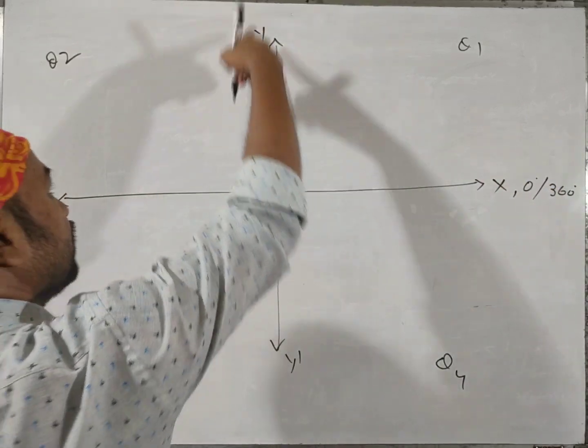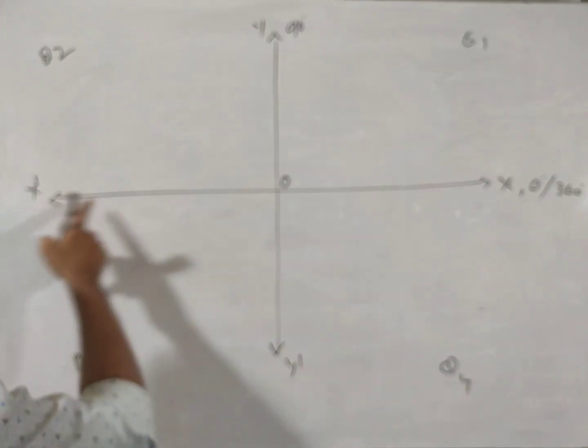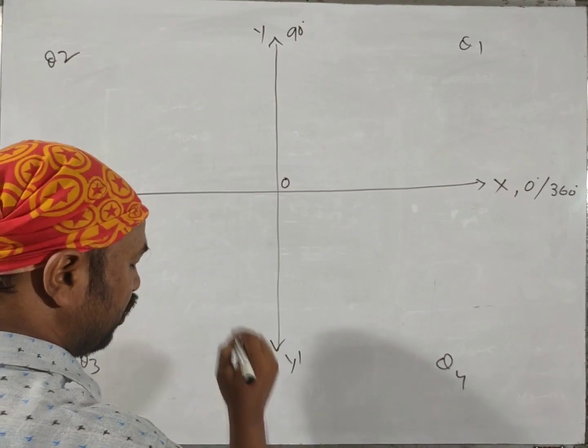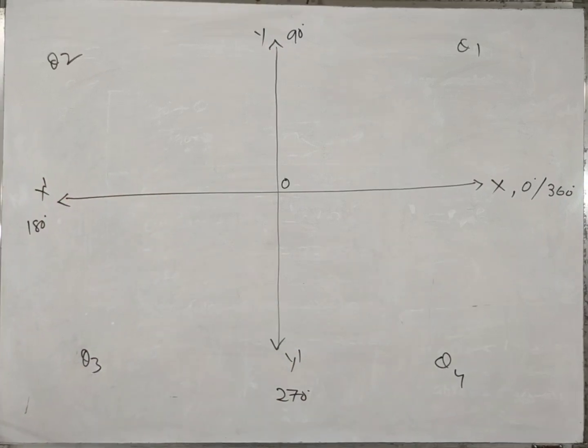It is the positive direction of the y-axis. It belongs to 90 degree. It is the negative direction of the x-axis. It belongs to 180 degree. It is the negative direction of the y-axis. It belongs to 270 degree. So let me clear that.